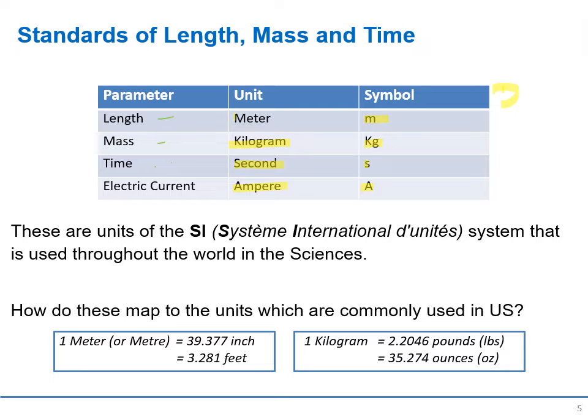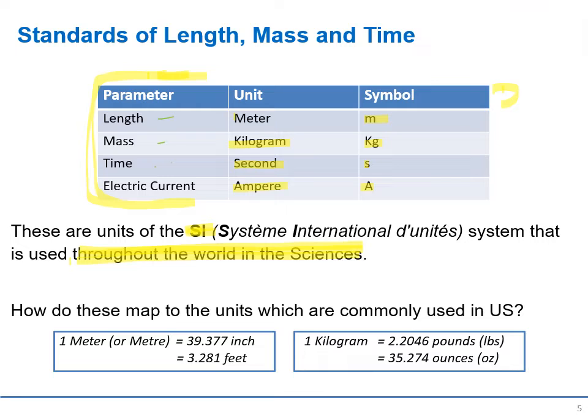So these parameters are the base units that we use, and then we derive all the other units using these base units. This is the SI system that is used throughout the world in the sciences. Scientists use these four parameters as their base units, and then they derive all other units using these four.